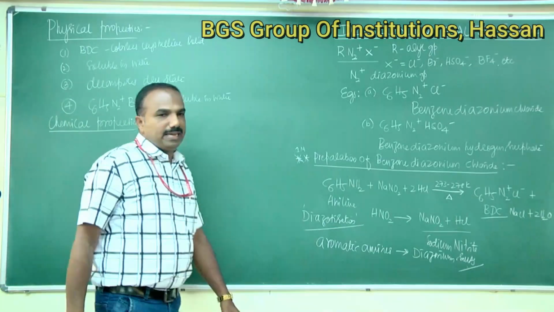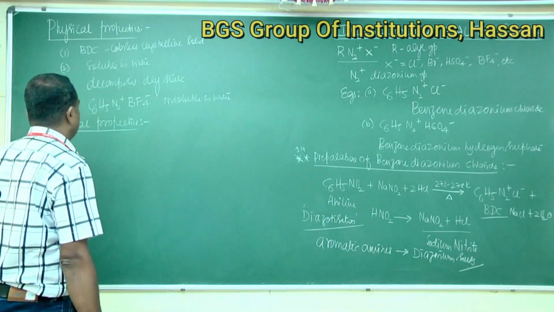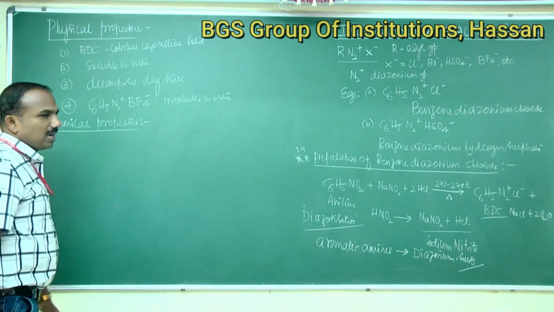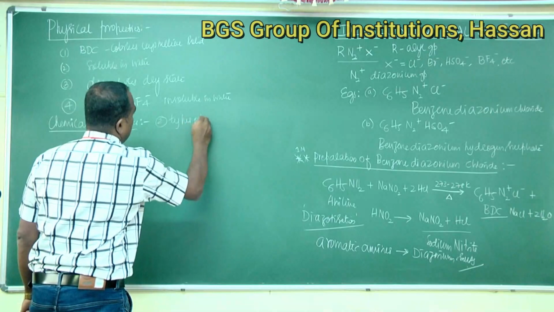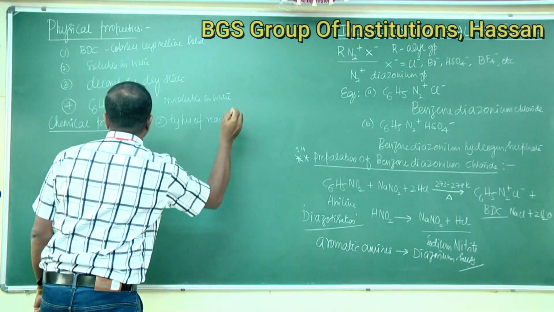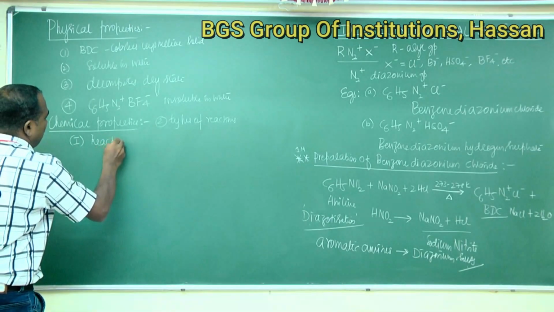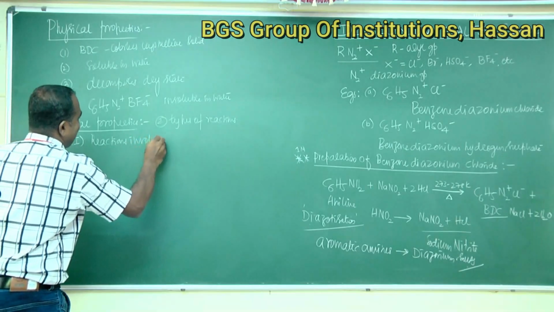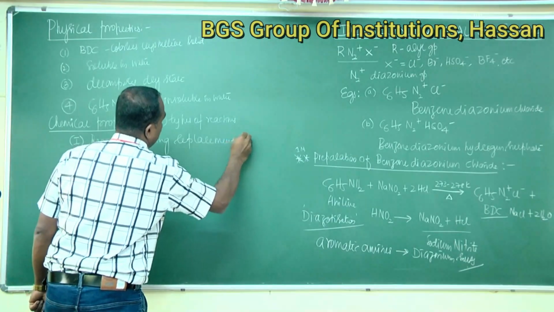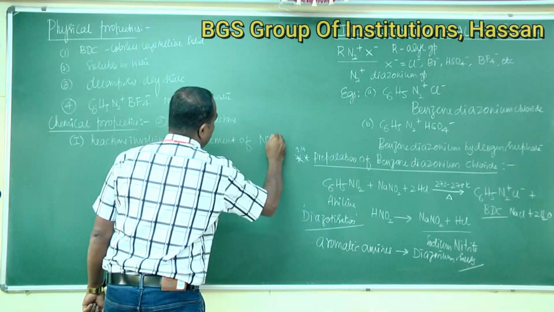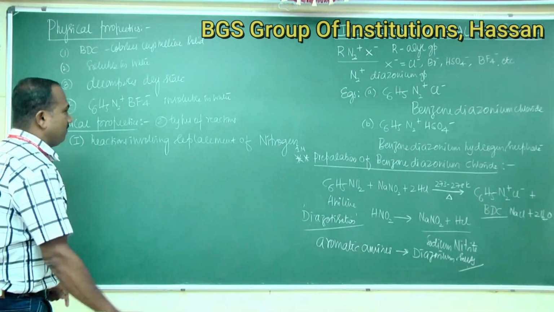Chemical properties. The chemical properties of diazonium salts involve the following two types of reactions. First one, Roman number 1, reactions involving replacement of nitrogen.